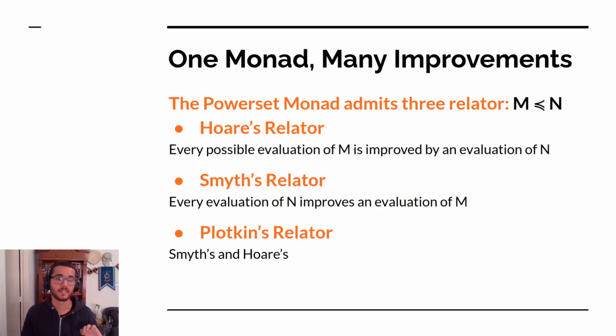Each relator is named after their power set domain versions in the field of domain theory. The intuitive idea is that Howe's relator, which is the one we employed in this presentation, is optimistic and checks that for every possible value in the evaluation of M, there is a better or equivalent value in the evaluation of N. Smith is pessimistic and checks that for every possible value in the evaluation of M, there is a worse or equivalent value in the evaluation of N, and Plotkin's checks both.